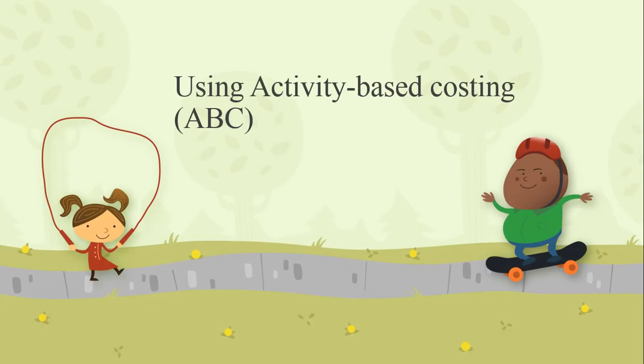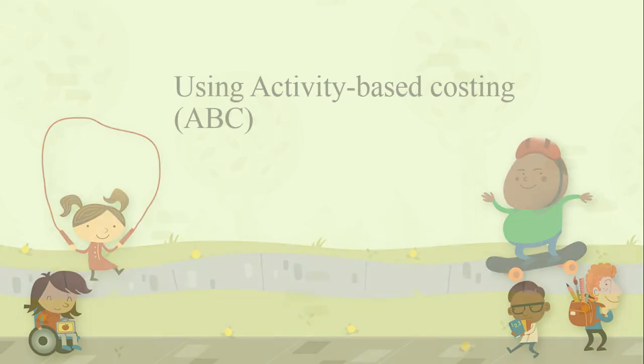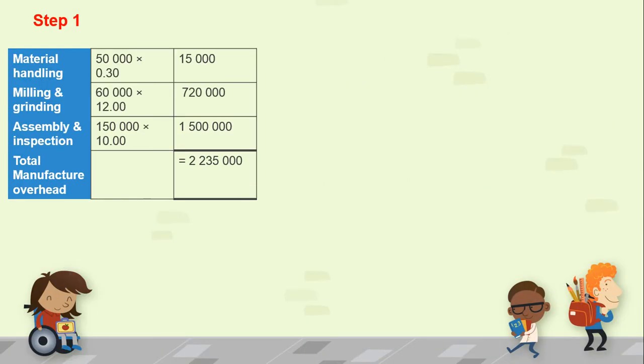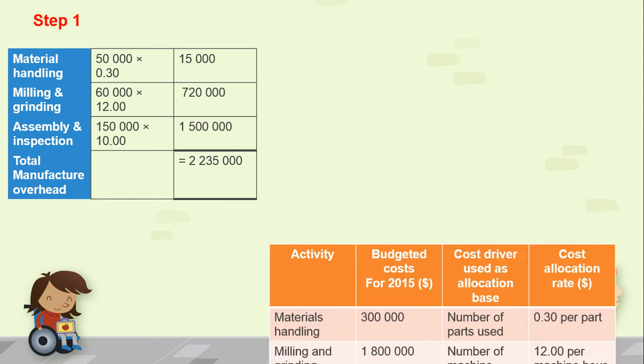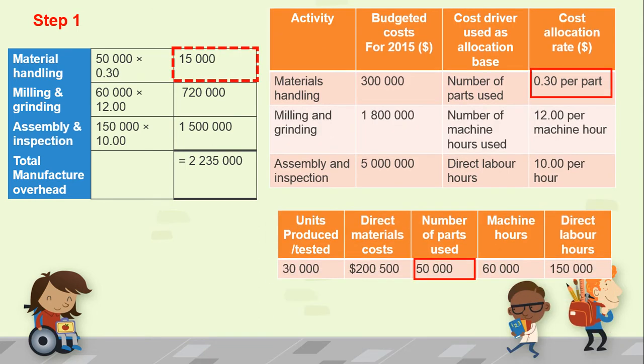So here's the solution on doing activity-based costing. Step 1. In order to find the total manufacturing overhead, first we need to find the cost for the material handling, which is the number of parts used, 50,000, times the cost allocation rate, 30 cents per part, and you'll get the total of 15,000.